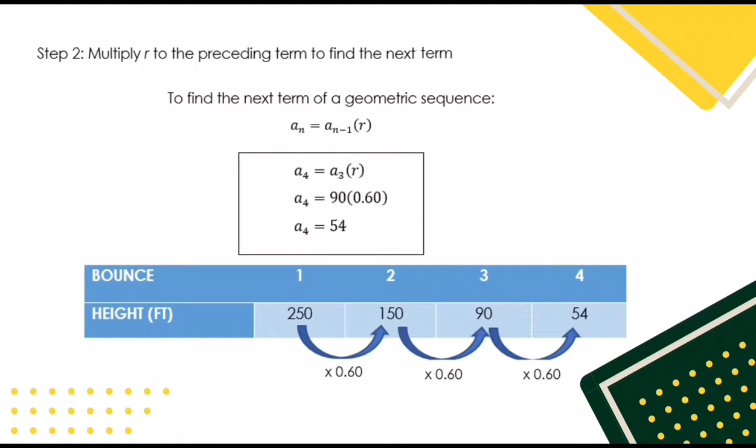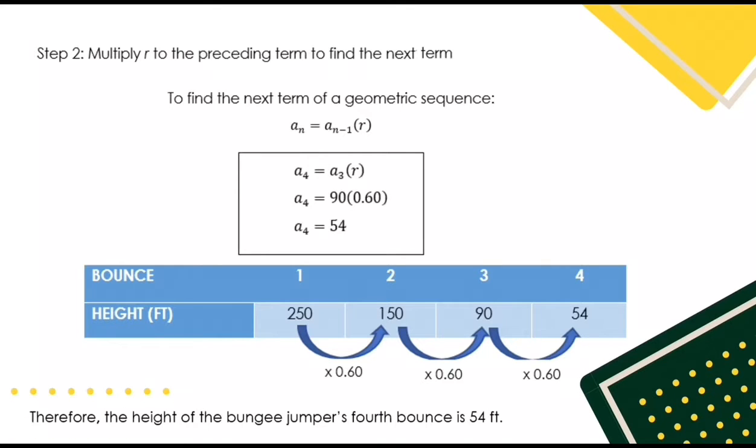As you can see, the first term, that is 250, is multiplied by 0.60, and we get 150. 150 times 0.60, we get 90. And 90 times 0.60, we get 54 as the height for the fourth bounce. Therefore, it is proven and checked that the height of the bungee jumper's fourth bounce is 54 feet.